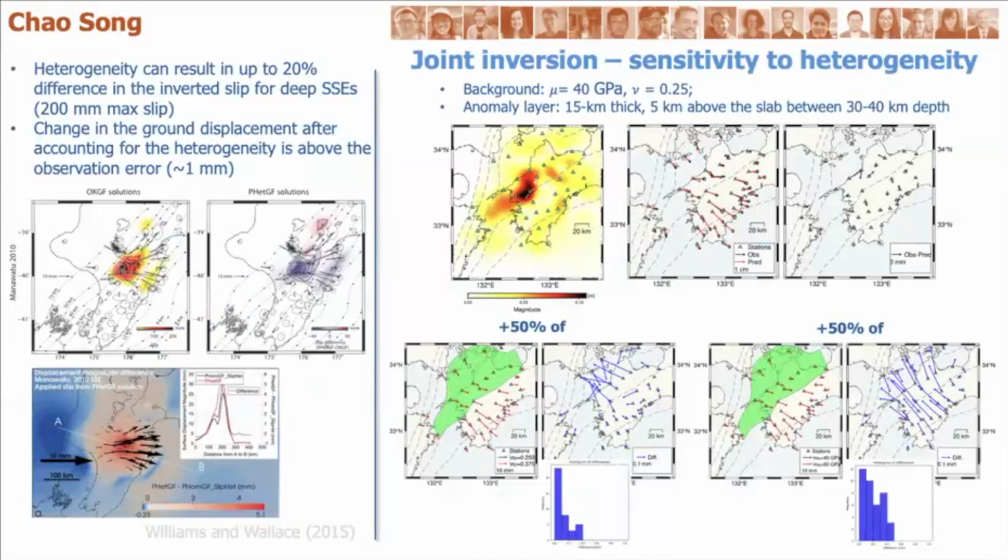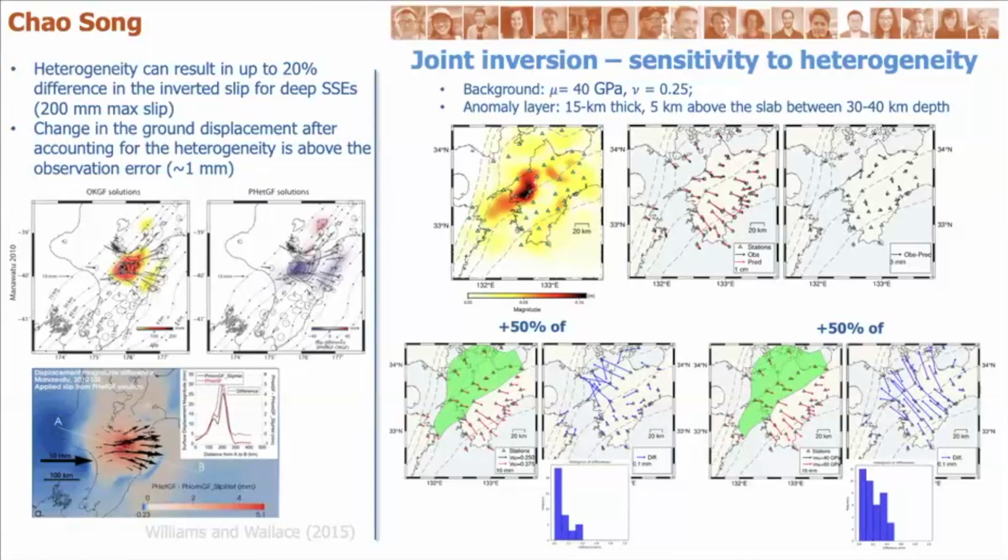Here on the left is the paper from Charles and Laurel in 2015. They actually had two papers. This earlier paper talks about when you have ground stations without offshore stations, let's say your station coverage is slightly worse. They talked about a few cases, deep or shallow SSE, how the heterogeneity in the structure could affect your inverted slip, and how sensitive your ground displacement would be to the change in your structure.